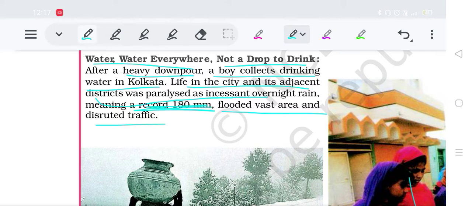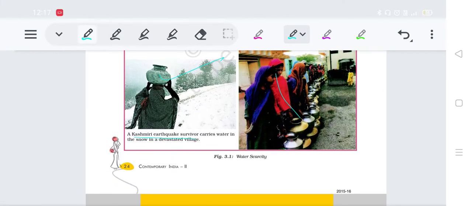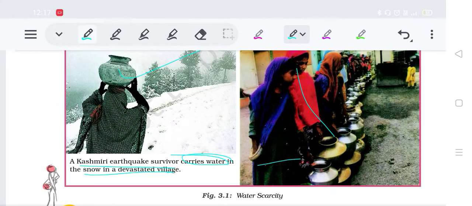So what they're telling is that there is water everywhere but not a drop to drink. See the boy collecting water in Kolkata after a flood. See, he's collecting water from a tap even though he's surrounded by water. So he can't drink any water. You need fresh water to drink, which is germ free. So this is a woman with a matka after the Kashmir earthquake. A survivor carries water through the snow to devastated villages. And these are women collecting water.